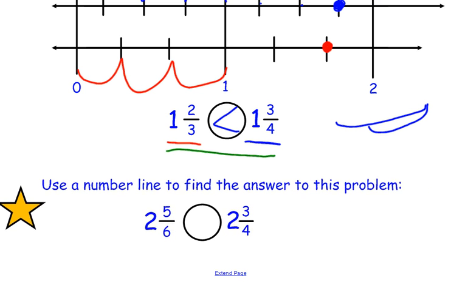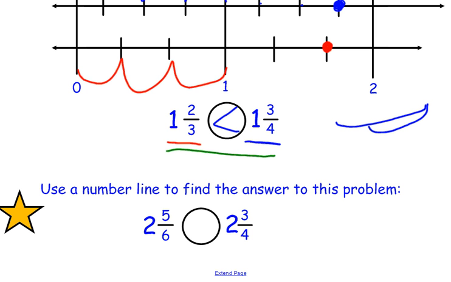And you can try and solve this problem. It says use a number line, or number lines actually, to find the answers to this problem. That is Flip Lesson 38.